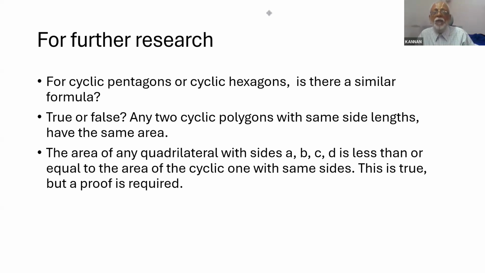The area of any quadrilateral with sides A, B, C, D is less than or equal to the area of the cyclic one with same sides. I mentioned it as the maximality theorem. This is true, but proof is required. This is true because long ago I remember having proved it, but that proof is forgotten. Therefore, these are some problems for further research.